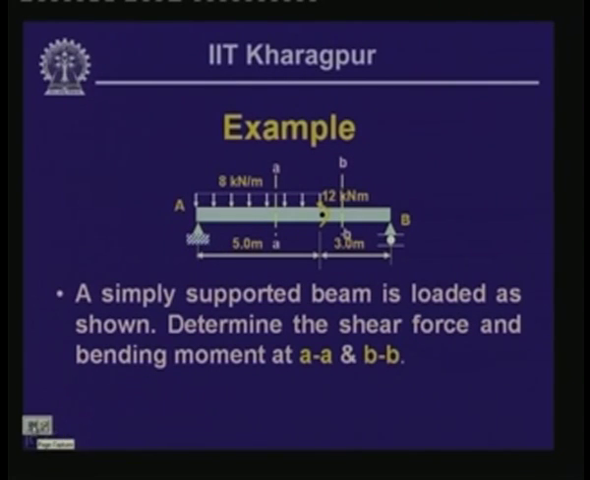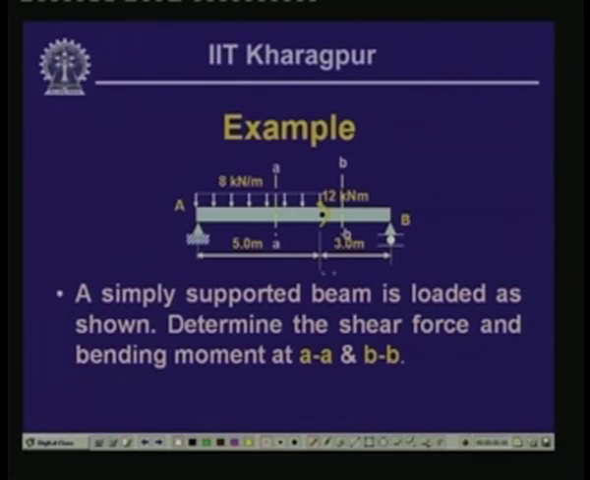Well, now these aspects which we have discussed, let us look into those criteria through this particular example. In fact, this particular example I had given to you last time for your solution, so let us look into what information we can extract from it. A simply supported beam AB is loaded as indicated over here. What we need to do is evaluate the shear force and bending moment at AA and BB. Two sections, two locations, are marked, AA and BB. At these two locations we will have to find out the shear force and bending moment.